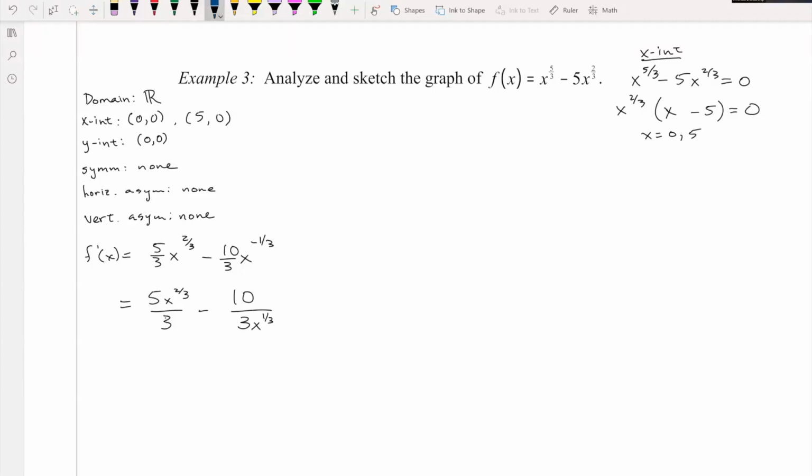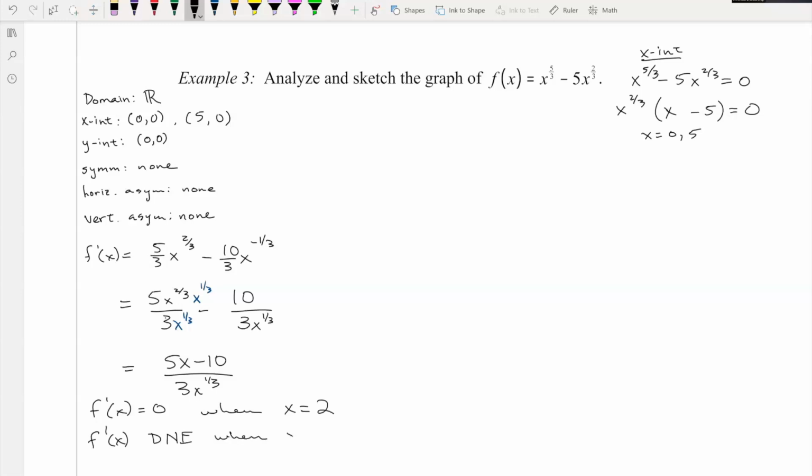In order to make a common denominator, I'm going to multiply by x^(1/3) here and here. And that's going to give me (5x minus 10) over 3x^(1/3). F prime of x equals 0 when x equals 2, right? If x is 2, the numerator is 0. F prime of x does not exist when x equals 0. So we have critical numbers at 0 and 2.